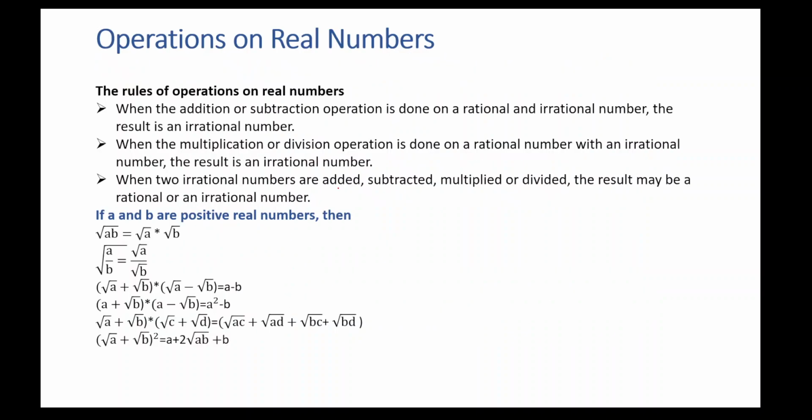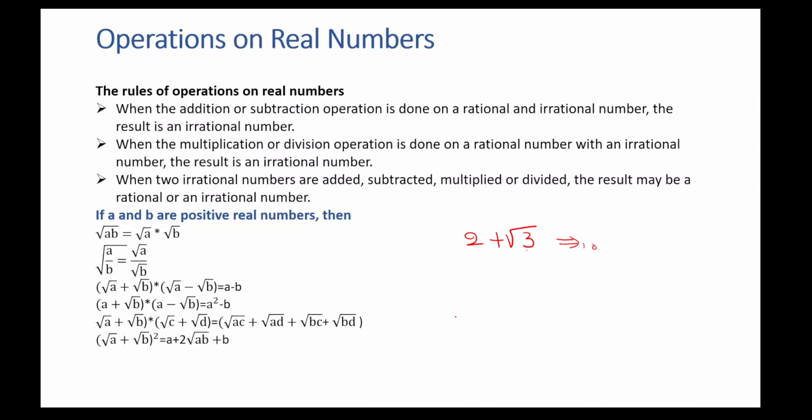Next, operations on real numbers. We know that generally multiplication will be done. When addition and subtraction are done on a rational and an irrational number, the resultant will be an irrational number. For example, 2 is a rational number and root 3 is an irrational number. When we add a rational number to this irrational number, 2 plus root 3 is an irrational number.